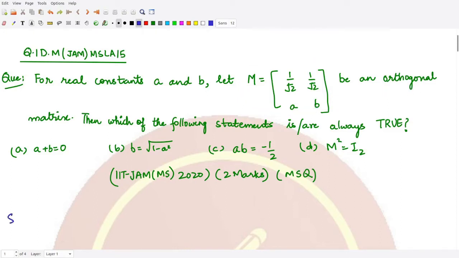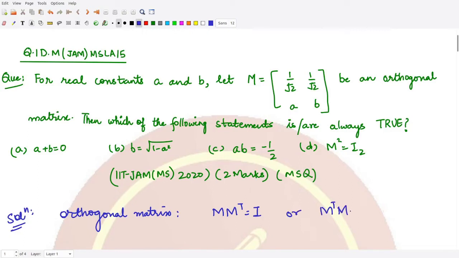For the solution, what is an orthogonal matrix? A matrix M is said to be an orthogonal matrix whenever you have either M times M transpose equal to the identity matrix, or M transpose multiplied with the matrix M gives you the identity matrix of the same order, right? So this is the result for an orthogonal matrix. In this case they are saying this matrix M is given to be an orthogonal matrix, then which of the following statements is true?